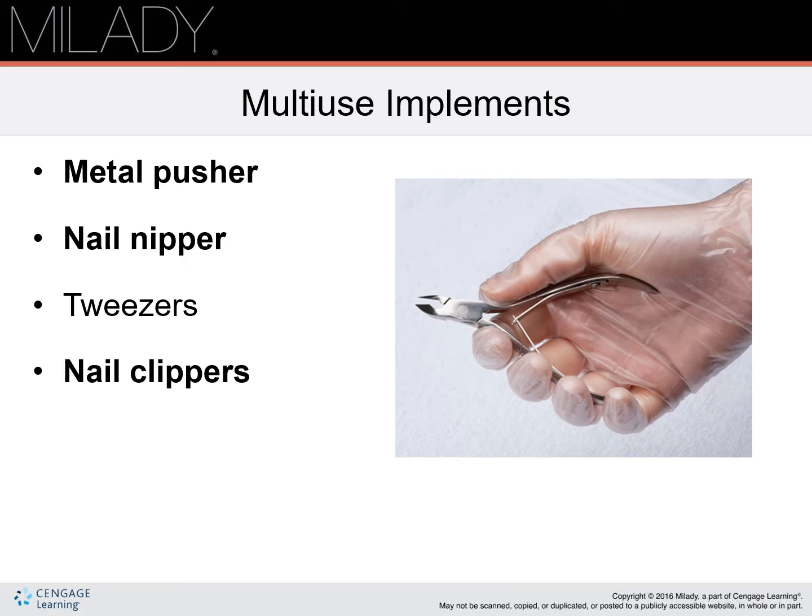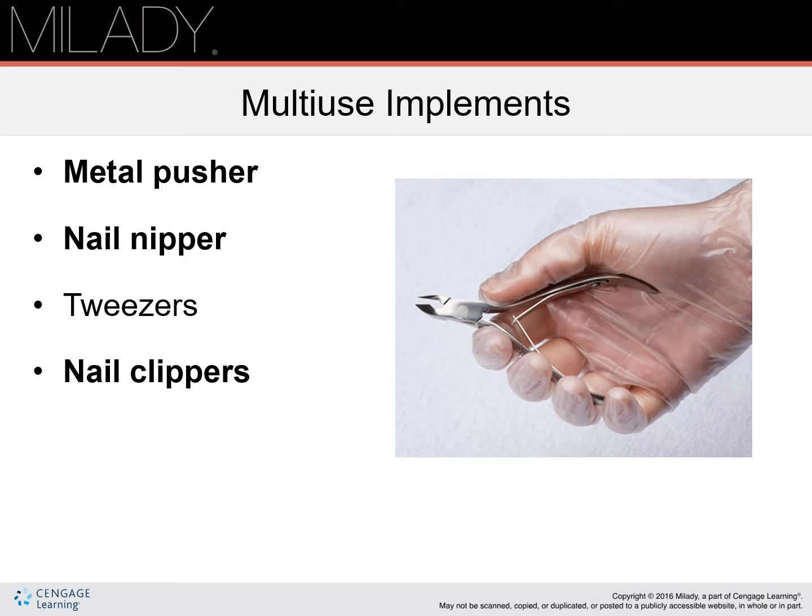Okay, multi-use, the actual definition, also known as reusable implements. They are generally stainless steel because they must be properly cleaned and disinfected after the use on one client and prior to the use on another. Single-use implements are known as disposable. They cannot be reused because they cannot be cleansed and they cannot be disinfected. Therefore, they have to be thrown away after a single use.